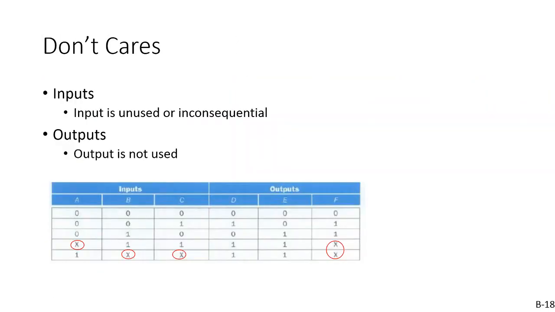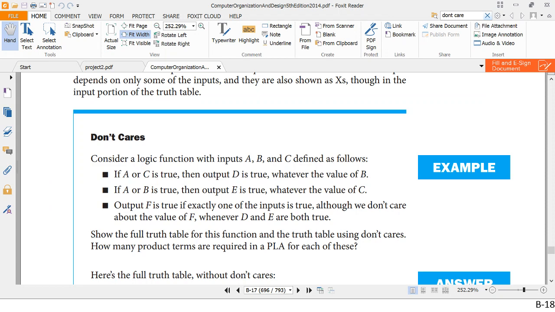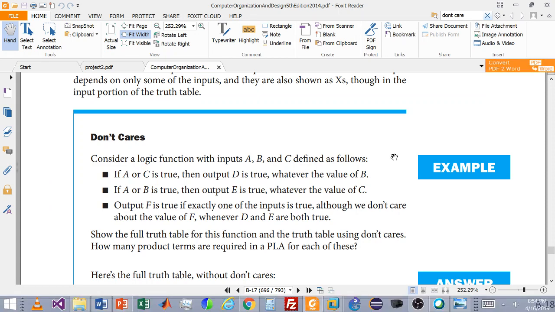And what you do essentially is mark the input or output as a don't care. It's highly technical: if it's an input that doesn't matter, or an output that doesn't matter. If it's an input, it's an input don't care. If it's an output, it's an output don't care. So really not too technical here. The book does a pretty good job talking about this.